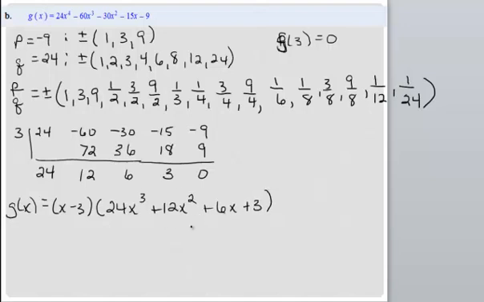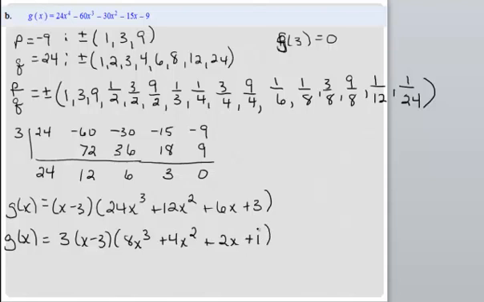Now we need to try to factor this one. Well, I do see that we can factor a 3 out. So let me do that. 3 times x minus 3, so I factor a 3 out of this factor: 8x cubed plus 4x squared plus 2x plus 1. Could we factor by grouping on this?